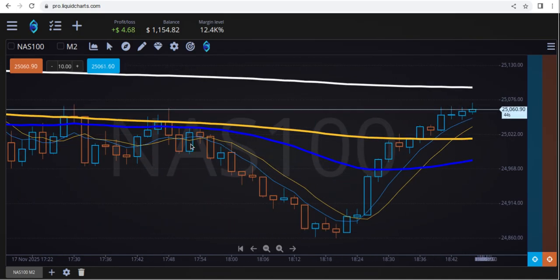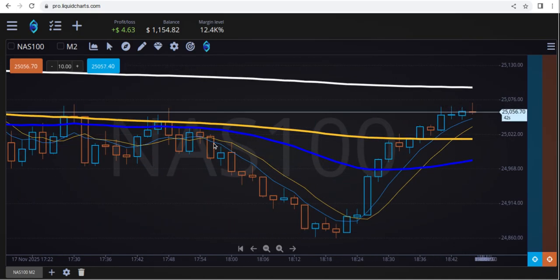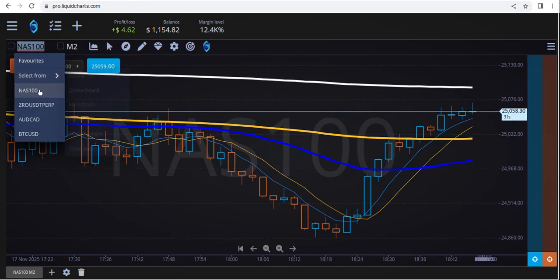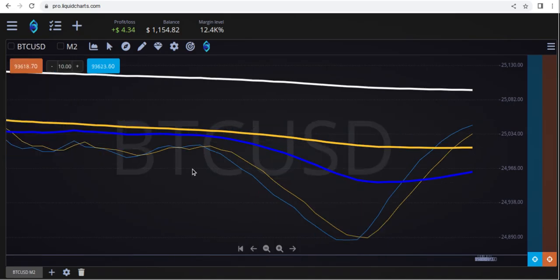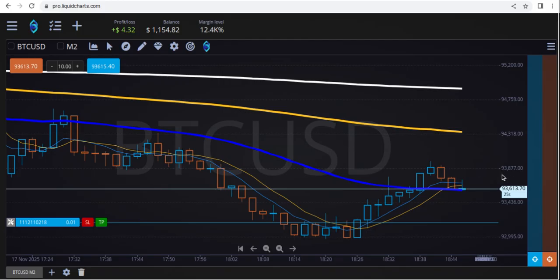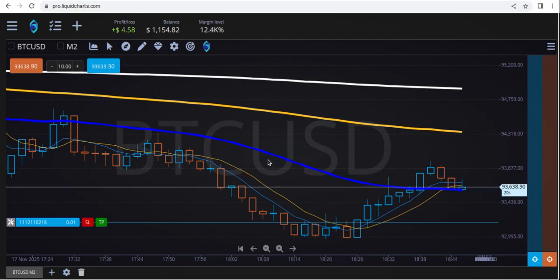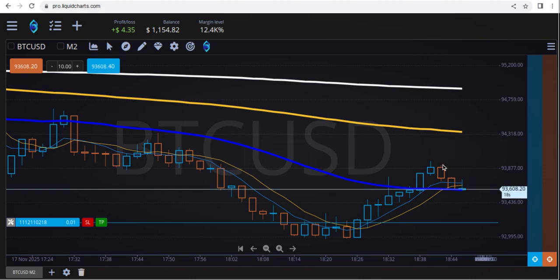Look at the beauty here, you all. Isn't she still beautiful? That blue moving average is doing its job. Those moving averages are working. It's so sexy. These moving averages are so sexy. This is sexy, sexy, sexy.